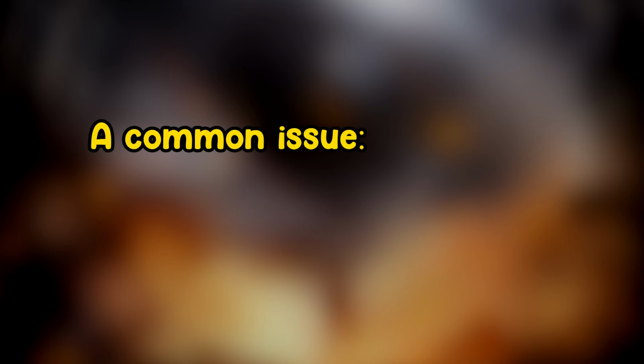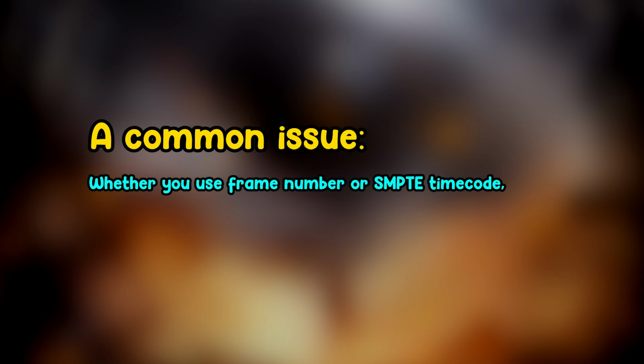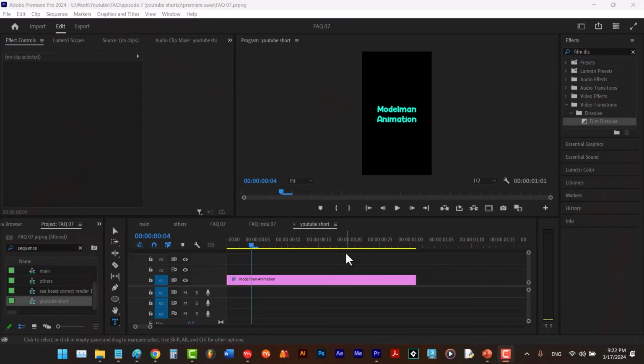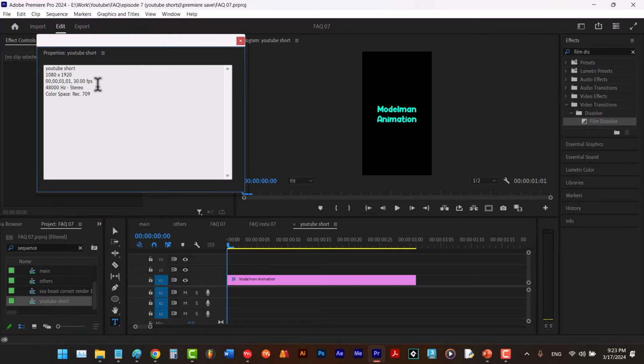Another thing is that when it comes to creating a video, whether you use frame number or SMPTE timecode, there is a problem with understanding the actual duration of your video. Take Adobe Premiere Pro as an example. In Adobe Premiere Pro, by default your start frame is 0, or in other words, 0 hours, 0 minutes, 0 seconds, and 0 frames. And let's say your frame rate is 30.